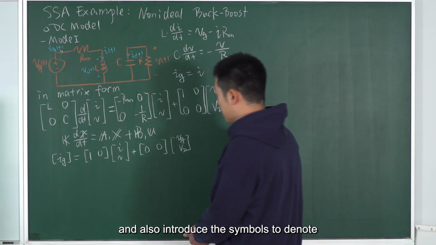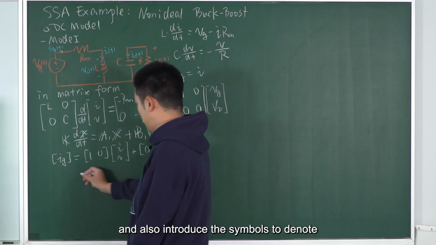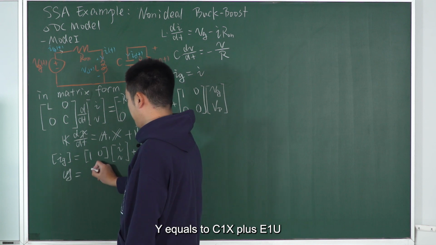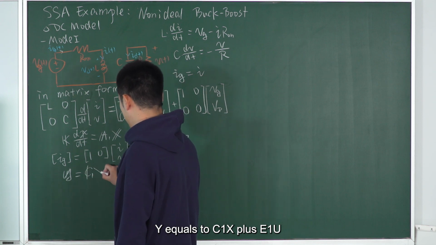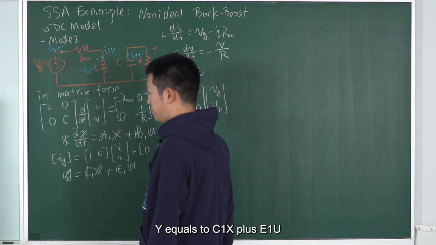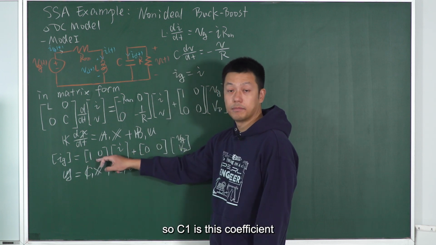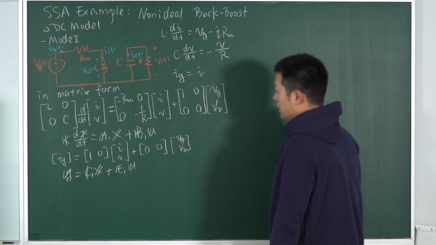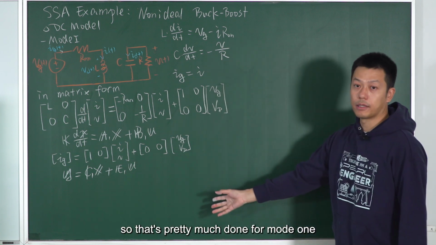And we also introduce symbols to denote it. So y equals C1 x plus E1 u. C1 is this coefficient. E1 is this coefficient. So that's pretty much done for mode 1.